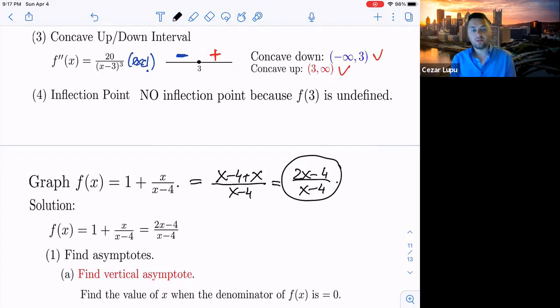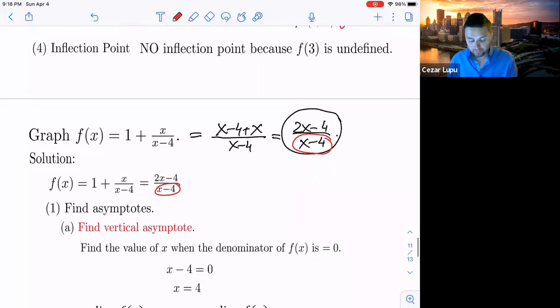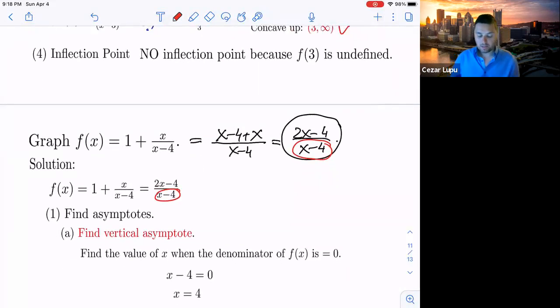Right, so that's what we need to do. In other words, what is the denominator? Well, the denominator of this fraction, as you can see here, is x minus 4. So in other words, we would like to see when x minus 4 equals 0. So this means that x will be 4. So this is the vertical asymptote.